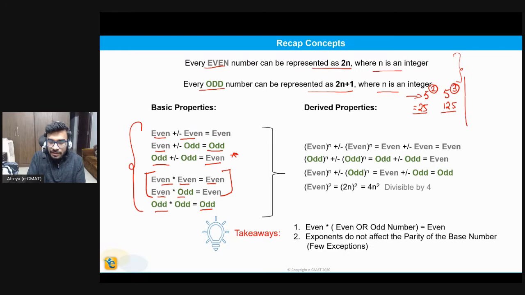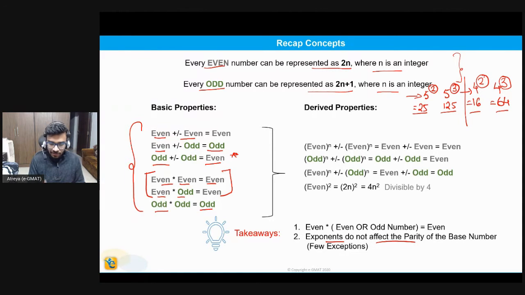Let's take another example. Let's take the example of 4 square and 4 cube. Now 4 square returns a value of 16 while 4 cube returns a value of 64. You can see that even if the exponents are odd and even in their nature, essentially the value that they returned is even because the base number is even. So this is a very important takeaway from the section of even and odd, which is exponents do not affect the even odd nature of the base number. Essentially, if it's even or if it's odd, the number remains same.